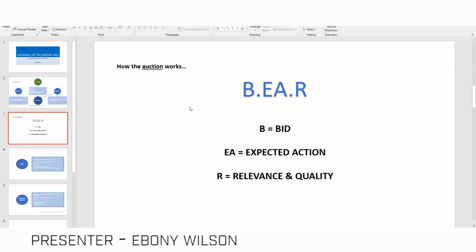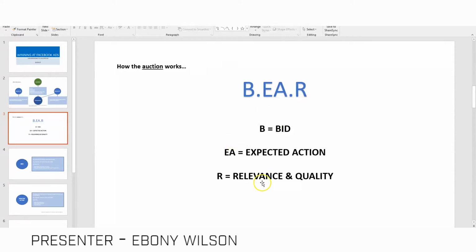Now B.E.A.R., how the auction works: EA is the expected action that person is supposed to take. So if you're putting out a campaign for, let's say, traffic, then the expected action of your prospect, of your audience, is to potentially click a link, like a link click to your website. That is the expected action.